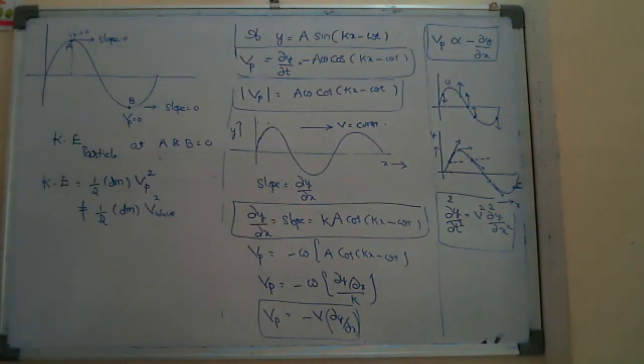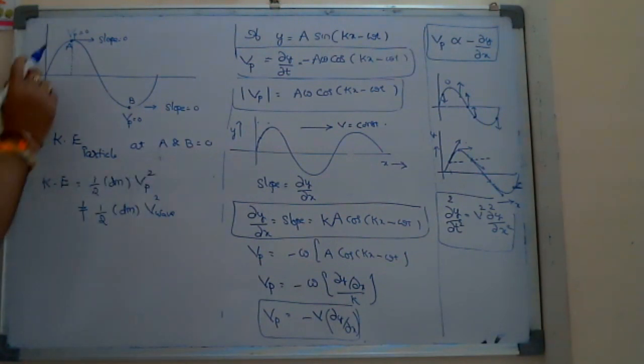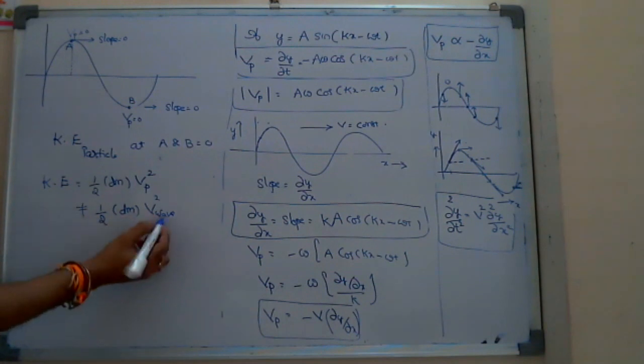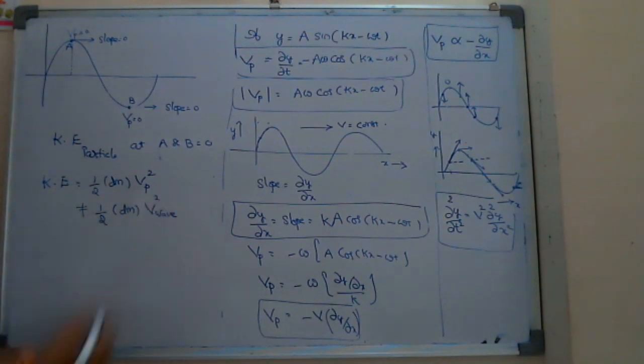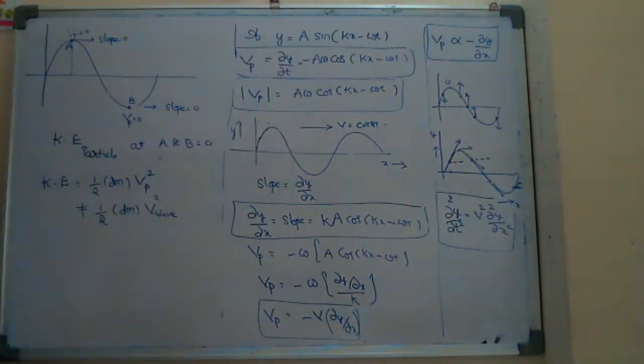Okay. So always we have to write half dm into vp square. Why? Because particles are vibrating. So in vibration, we have to say the kinetic energy is not equal to half dm into velocity of wave square. And for the velocity of particle, we have to write this equation.